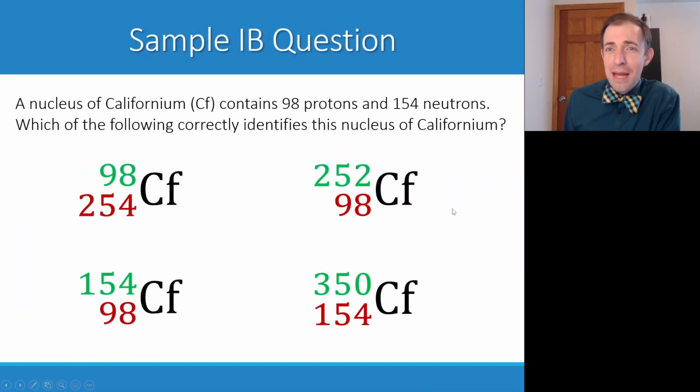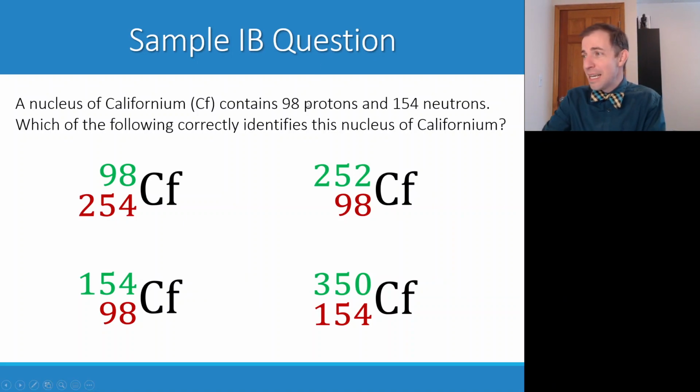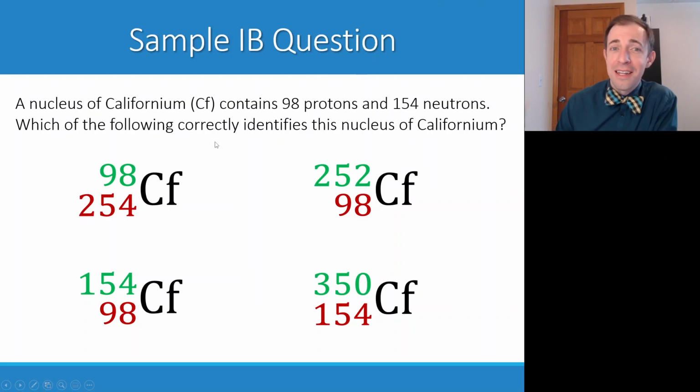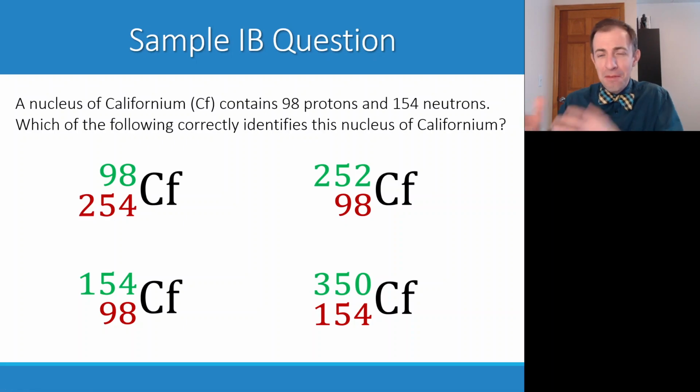With this, sometimes IB will ask you a question like this. A nucleus of californium, which is a real element, contains 98 protons and 154 neutrons. Which of the following correctly identifies the nucleus of californium? You just need to know how these numbers are situated. Remember that bottom number is the atomic number. The atomic number is always the number of protons.